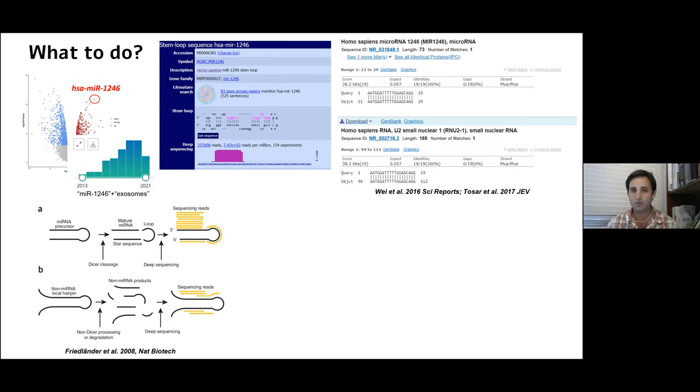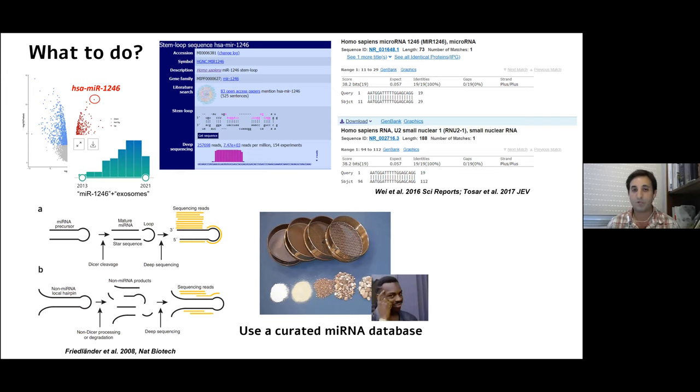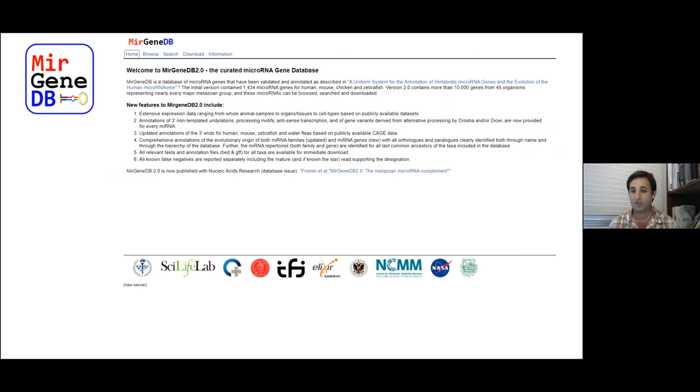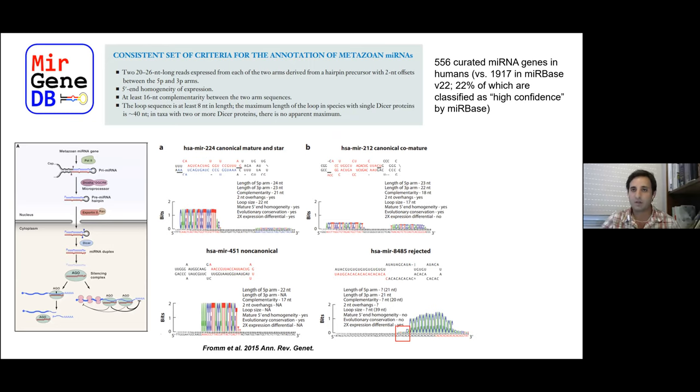But an easier alternative is to use a curated microRNA database. MirGeneDB, for example, presents itself as a curated microRNA gene database. And I'm glad that one of the creators of this database has just said hi in the chat, so you can ask him, Bastian, more questions later. MirGeneDB certainly contains a lower number of microRNA genes if compared with the latest version of miRBase. However, these genes satisfy some stringent criteria, which are summarized in this box over here. An important aspect is 5' end homogeneity, because microRNAs can change in their 3' end, but changes in the start position can completely disrupt the set of mRNAs that they will interact with and regulate.